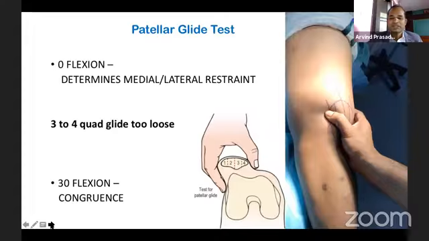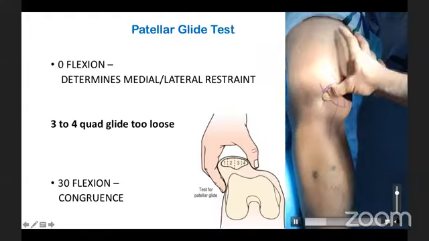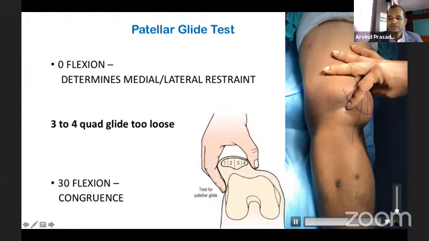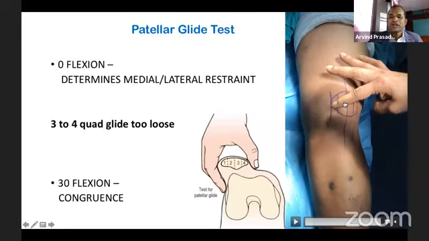The next is the patellar glide test. The patella will be divided into 4 parts, and check for the shifting of the patella. One or two compartments of movement, either on the medial or lateral side, is fine. If it is more than that, then this should be taken as pathological. And this shifting should be done both on the medial side as well as on the lateral side.